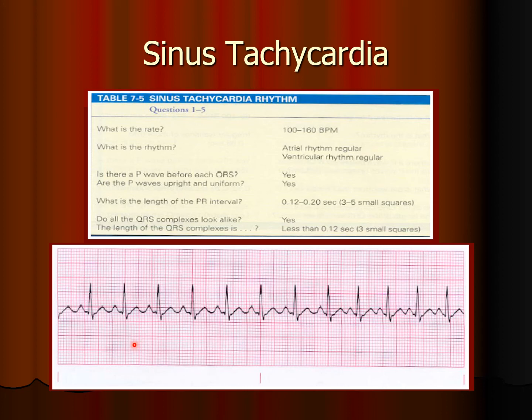The PR interval is within normal parameters, 0.12 to 0.2, right? The QRSs all look identical. They're all upright and pretty and skinny, right? We want skinny, skinny, skinny, skinny. Then if we hit all those criteria, it is sinus tach, okay?